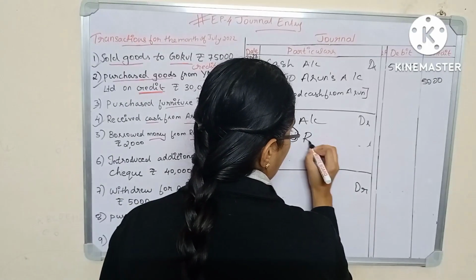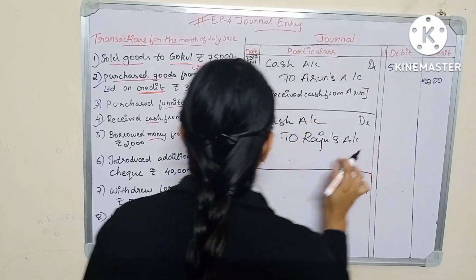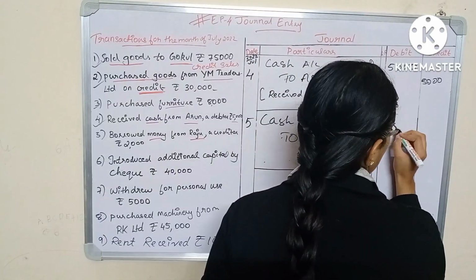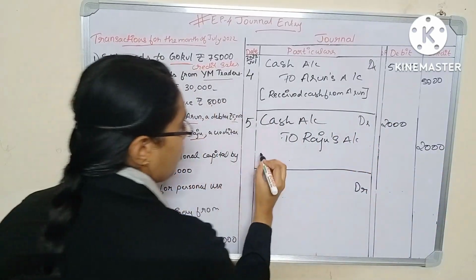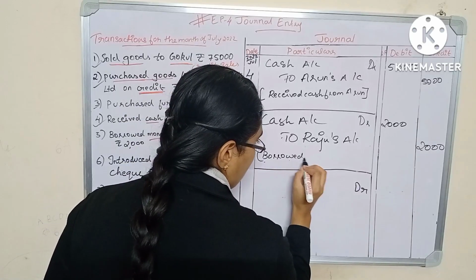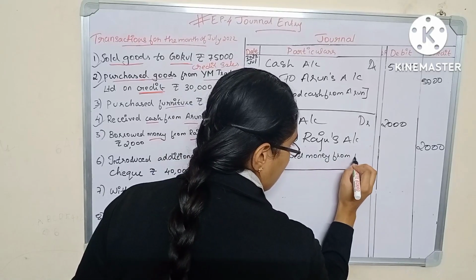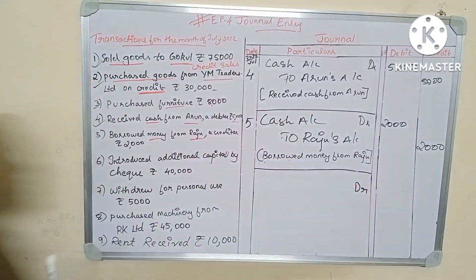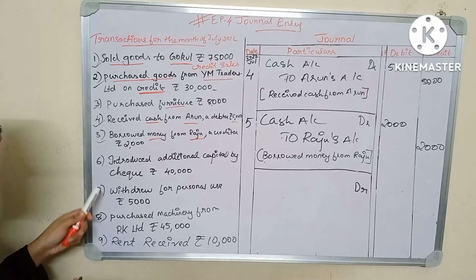So Raju will be credited, Raju's account. How much is the amount of the transaction? 2,000. So you will write 2,000 here and 2,000 here. Okay, what will be the narration? Borrowed money from Raju. Okay, that will be the narration. That will do. Now, we have finished the fifth one. Now let us look at the sixth one.